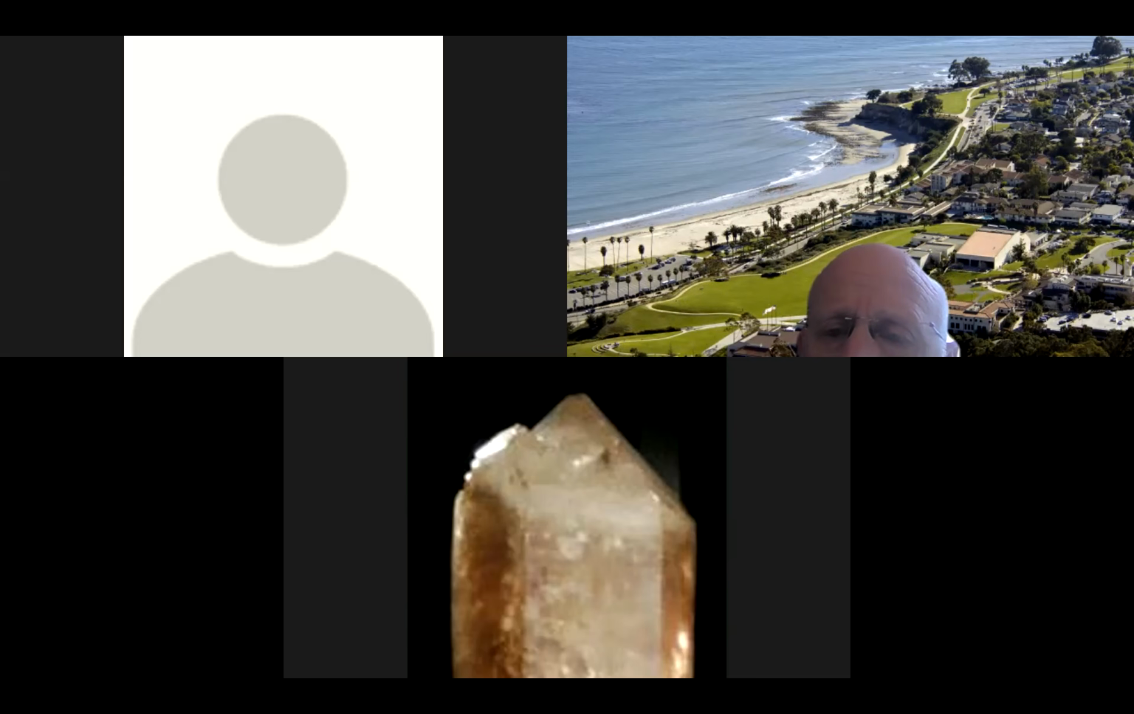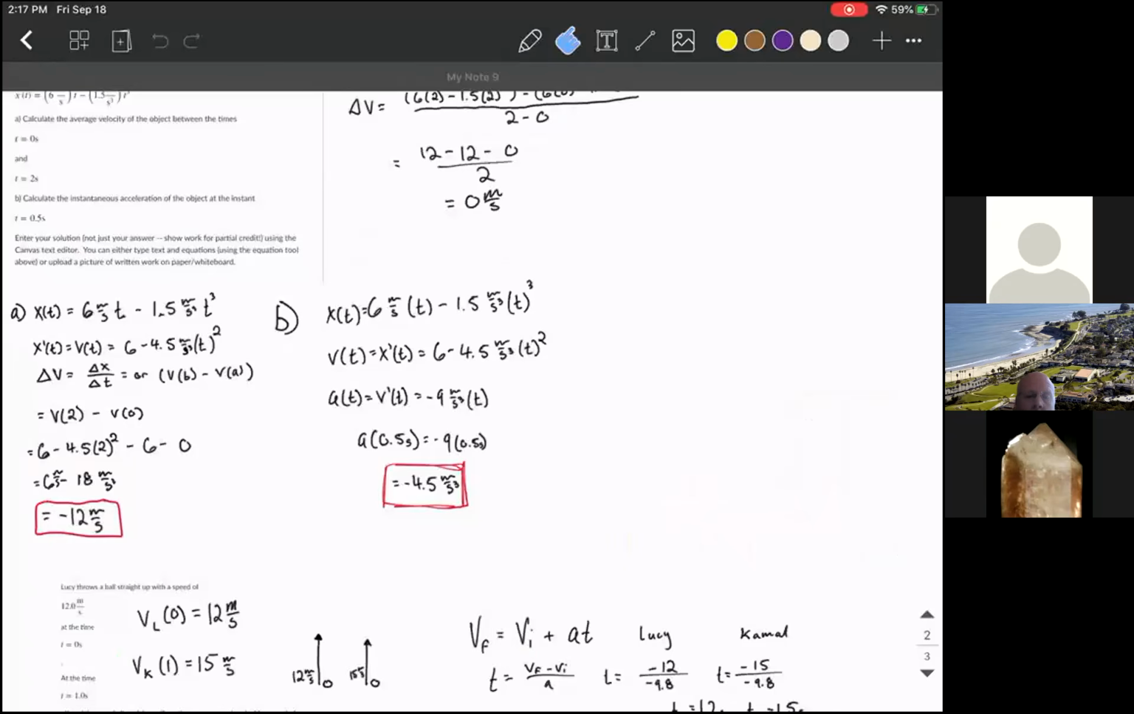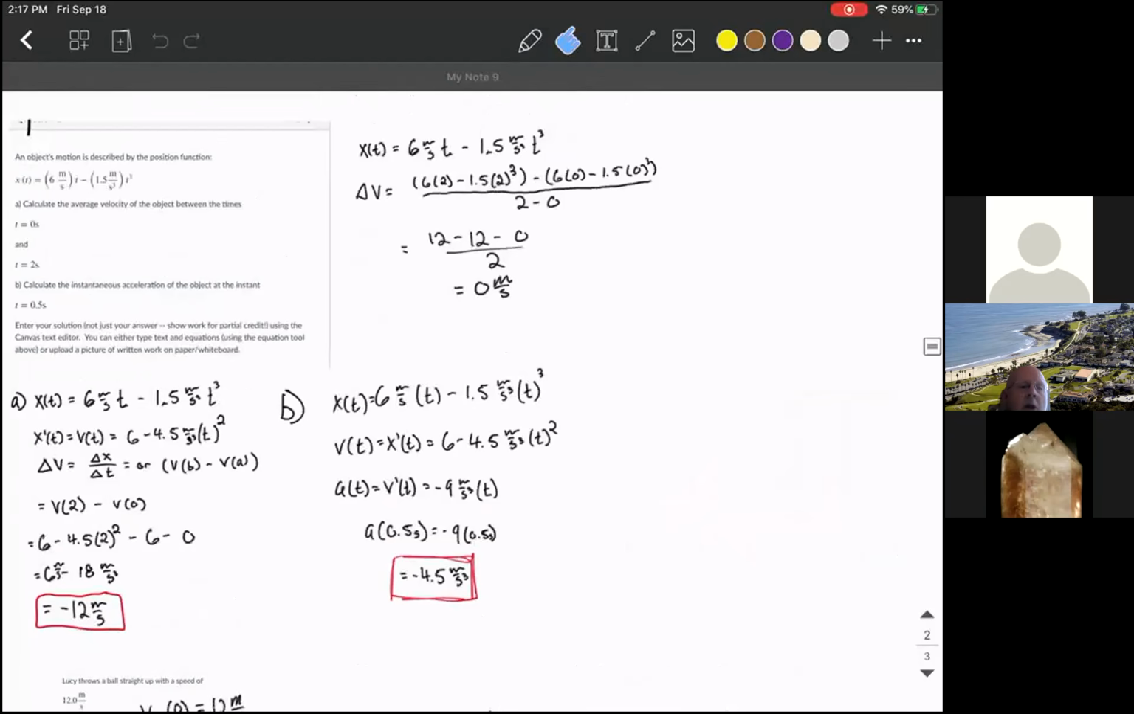Yeah, I do. Move it so I can see the question. The reason I say that is because there might be a little subtlety here. So an object's motion is described by this function. Calculate the average velocity between the times 0 and 2. Okay.